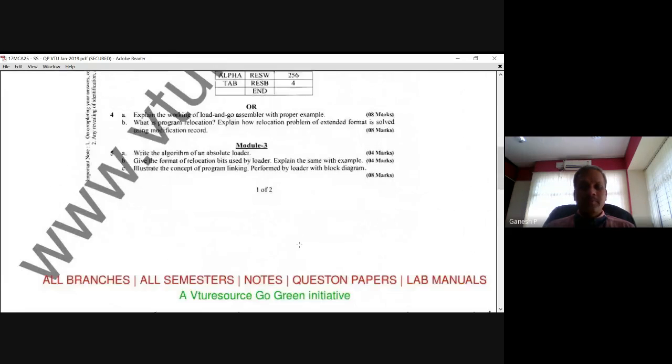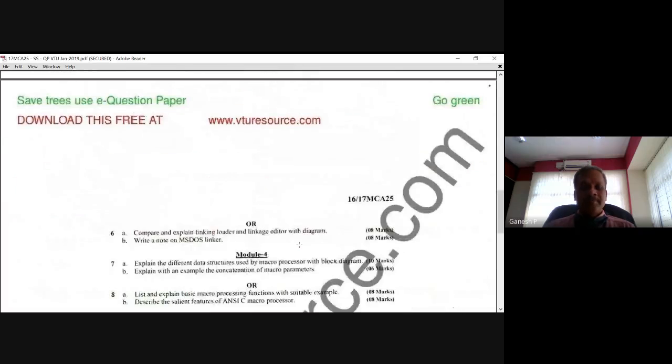Coming to problem 6 of module 3: compare and explain linking loader and linkage editor. Again, it was asked in the previous exam as well.